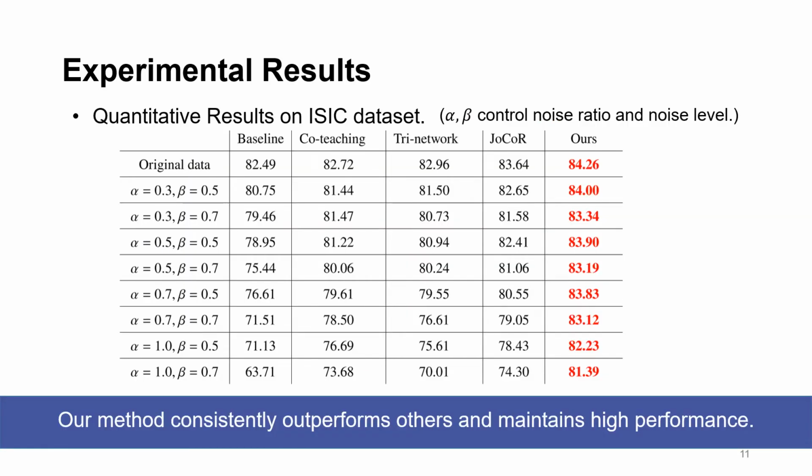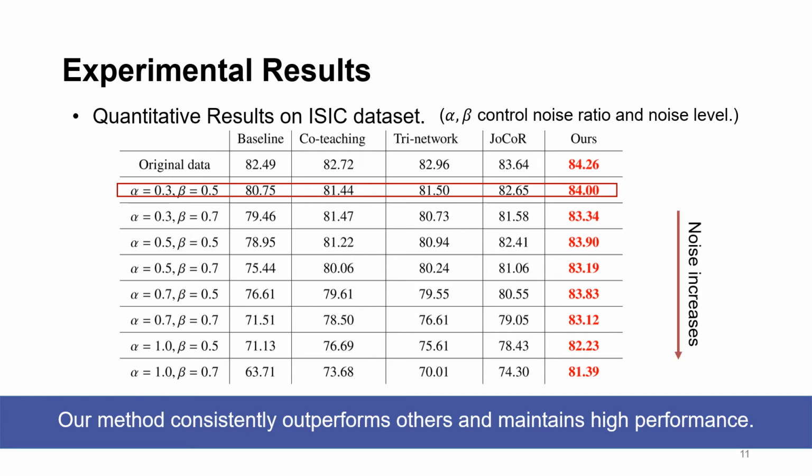Here are the quantitative results on the SSC dataset. At the mild noise setting, we perform the best and it's also close to the performance in the original data setting. As the noise increases, the performance of other methods decreases sharply, indicating the significant impact of label noise. By contrast, our method consistently outperforms them and maintains high performance, validating its robustness to different noise settings. Remarkably, in the extreme noise setting, our method still achieves above 81% and outperforms others by more than 7%.